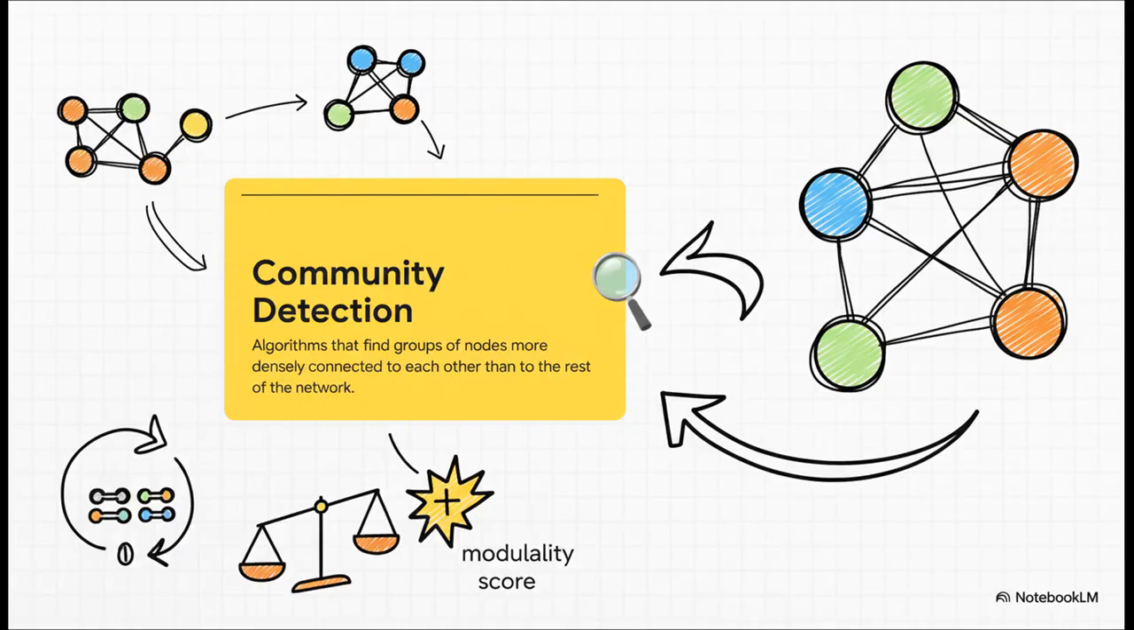The technique is called community detection, and the goal is to split the network up in a way that the connections inside a group are way denser than the connections between the groups. A really popular and effective method for this is the Louvain algorithm. It basically shuffles nodes between communities over and over, constantly trying to find the arrangement that gives the highest possible modularity score, which is just a measure of how good the community structure is.